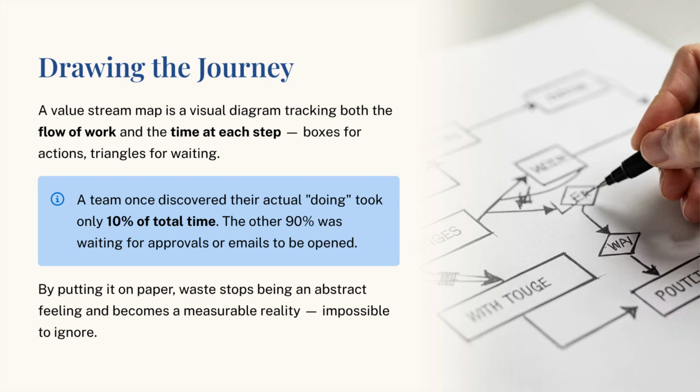When we draw this for a business process, we use simple boxes for the steps and triangles to represent the waiting time. Those little pockets where work just sits in an inbox or on a server doing nothing. It is a real eye-opener.